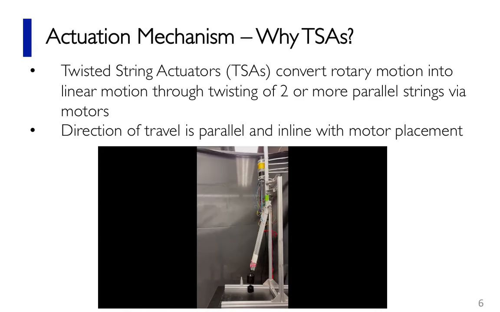It suffices to say that the device is driven by twisted string actuators. So, what are twisted string actuators? TSAs convert rotative motion of a motor to linear motion by twisting two or more strings as shown in the video. In this video, the direction of travel is parallel and in line with the motor placement.